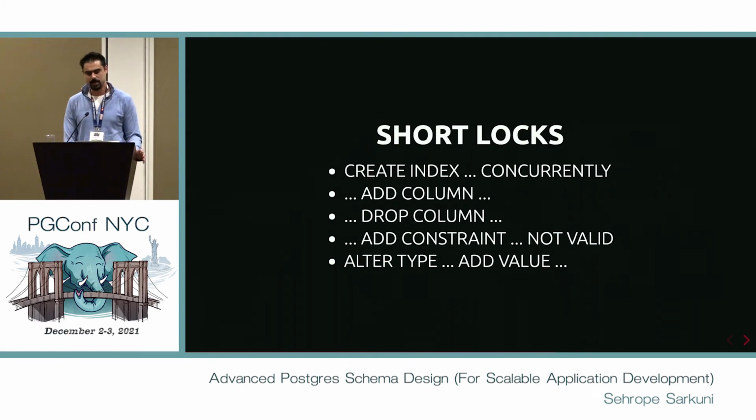Now, there are some things which have what we call short locks. This is like creating an index concurrently. This allows you to create an index on a live system without stopping the system, and Postgres will do a whole bunch of bookkeeping to make sure it stays in sync. Adding a column if it doesn't have a default value, dropping a column, all these things are instantaneous. They have a lock, but it's a momentary lock on the system. So when you're planning your schema migrations, if you don't want your system to hang up until the whole thing's completed, you try to keep them within the realm of these things.